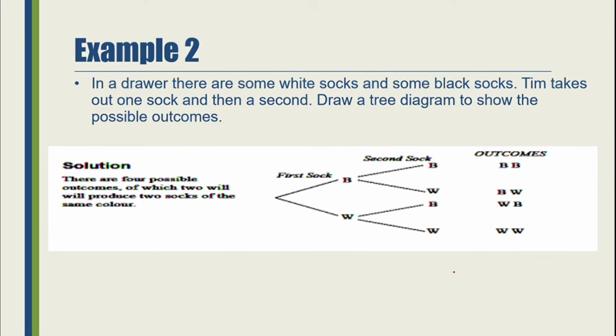So for example, first Tim takes a black sock, so he could pair it with black or white. And if he first takes white, it could be paired with black or white. So therefore, there are four possible outcomes, which is black black, black white, white black, and white white. Okay, so try this at home.